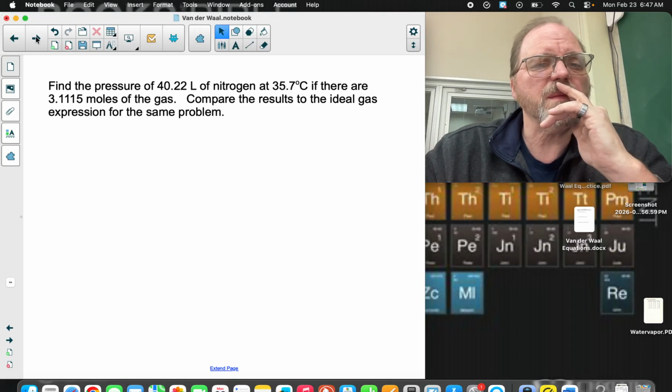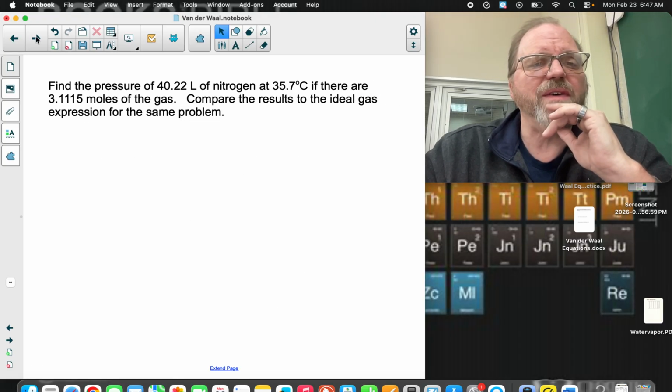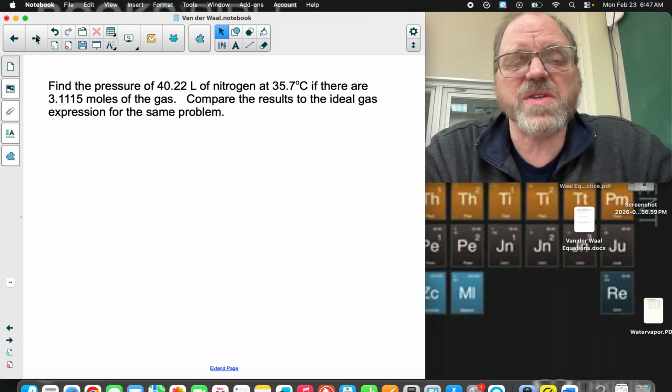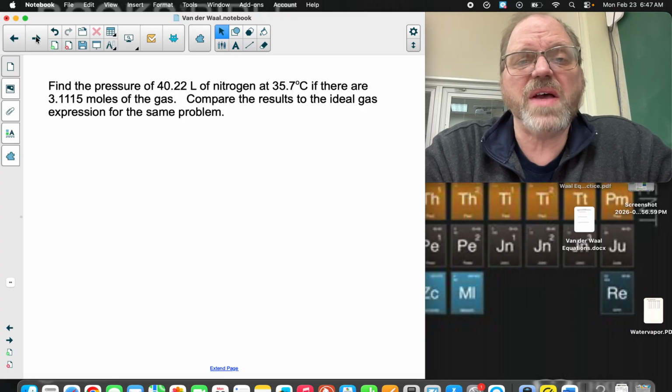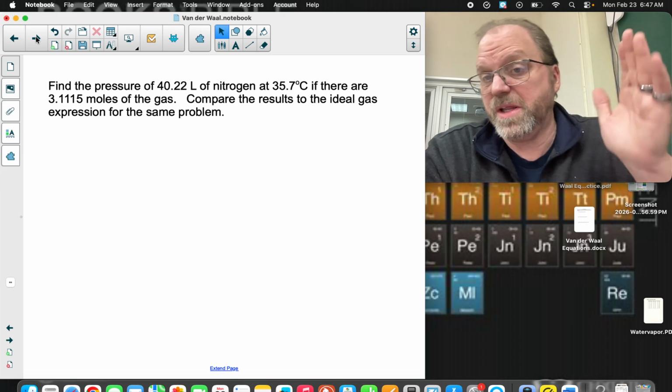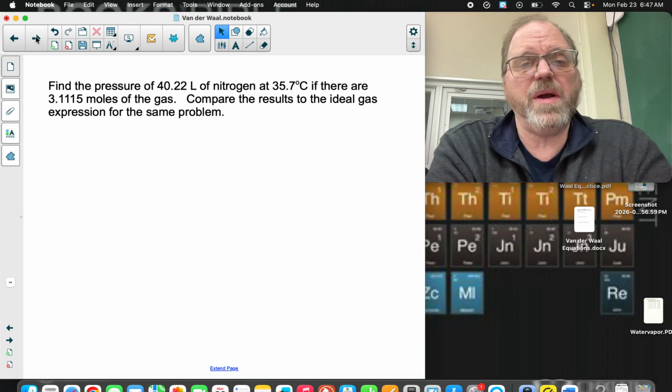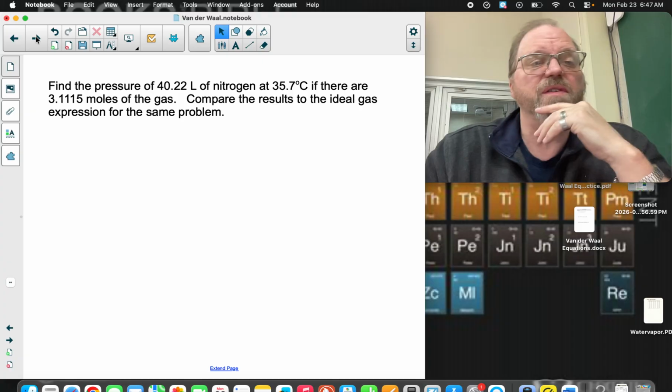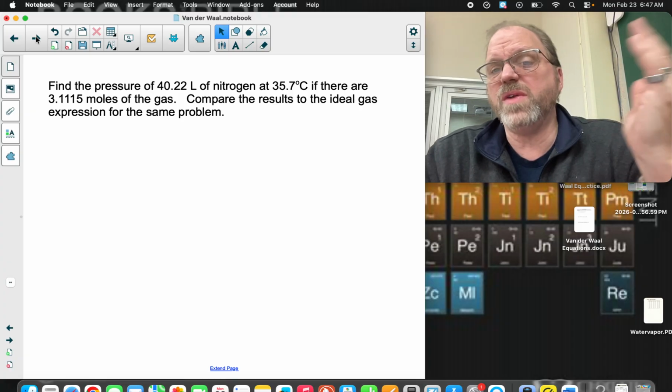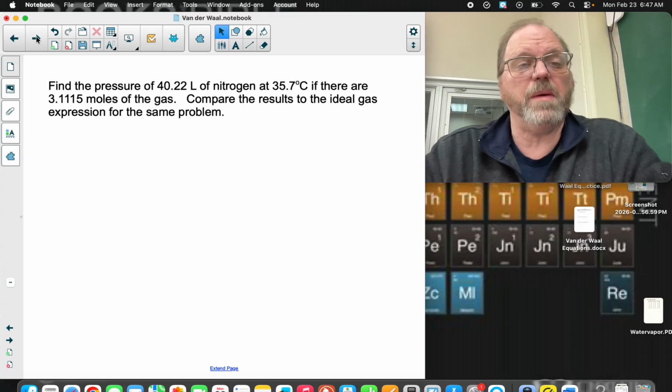So let's try another one. This time, find the pressure of 40.22 liters of nitrogen at 35.7 degrees Celsius if there's 3.1115 moles of gas. I'm going to give you the moles to make life easier. Compare the result to the ideal gas expression in the same problem. Now, you don't have to do that. It's just nice to be able to compare.